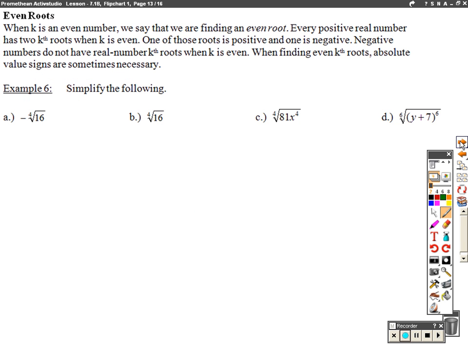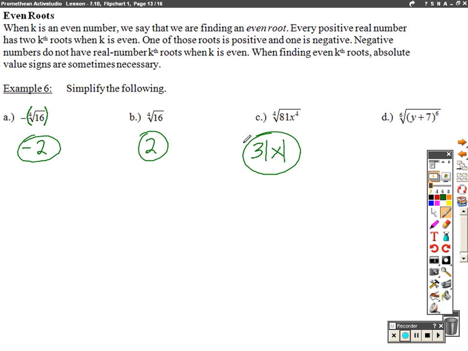Here we have some even roots. Same idea. 4th root of 16 is 2, because 2 to the 4th is 16. Then you apply the negative. What times itself 4 times is 16? This is just 2. 4th root of 81 times the 4th root of x to the 4th. 4th root of 81 is just 3, because 3 times itself 4 times is 81. 4 goes into 4 one time. So I can pull out one of those x's. Since my index is even, I have to put that x in absolute value brackets. 6 goes into 6 one time. Pull out one of those y plus 7s, and it has to go into absolute value brackets.